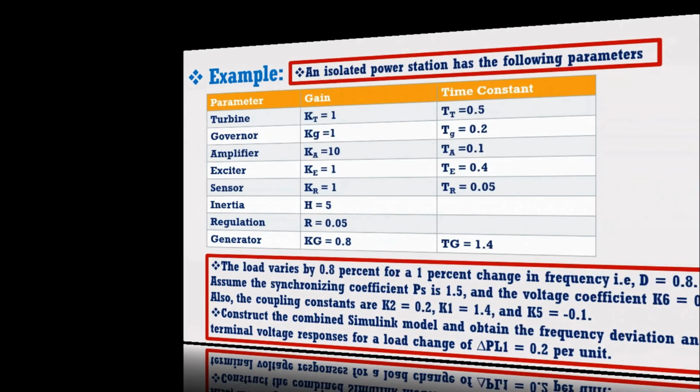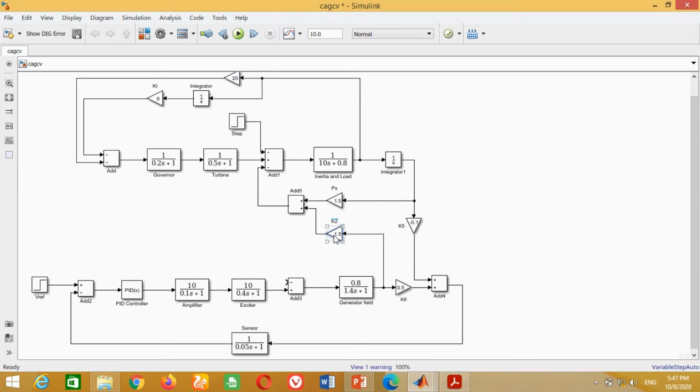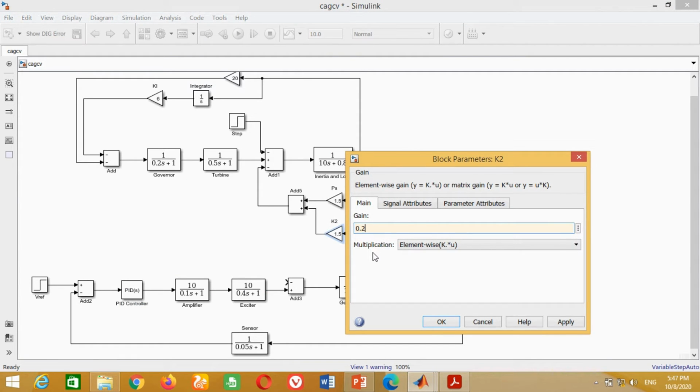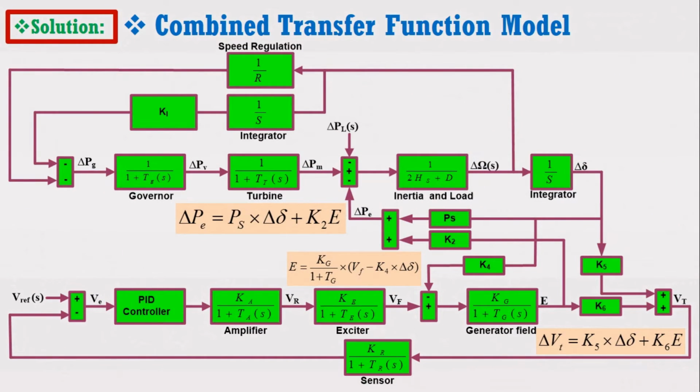Write here K2. The value for K2 is 0.2 as given in the example data. Therefore, double click on this block and put here 0.2 and press OK. Look at the figure again. It may be noted that generated voltage E consists of the product of generator field transfer function and the difference of the field voltage and product of K4 and delta sigma.